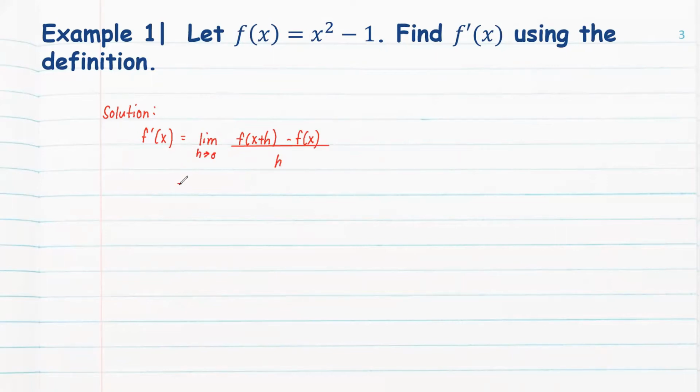Alright, next step, we will evaluate our function in terms of x plus h. So we have here the limit of (x plus h) squared minus 1, minus the entire function, which is x squared minus 1. Don't forget to place them in a parenthesis. All over h as h approaches 0.